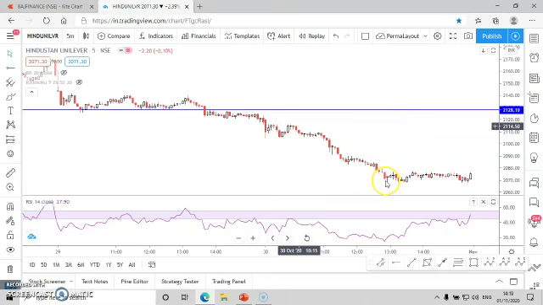Sometimes the pullback is a little time taking. I prefer a shallow pullback, not very deep, and the move should be fast. That's when I like to enter. But I wanted to show you an example of a short trade. This is how it could be.